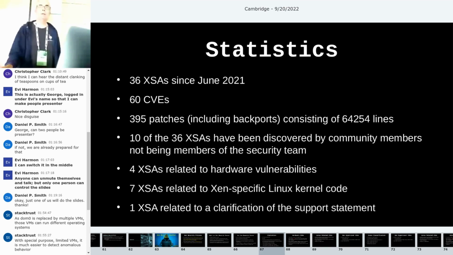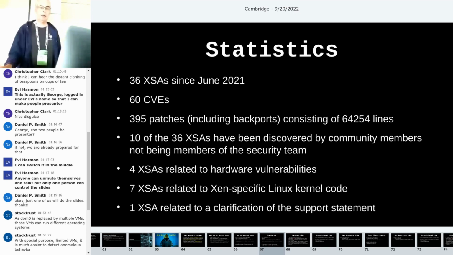4 XSAs have been related to hardware problems, which have been covered quite intensively by the press. So basically, Intel, AMD processors, I'm not sure if there's any ARM related, might be. But there's still, of course, 22 XSAs missing. Those were all discovered by security team members, mostly when working on another XSA, we discovered other vulnerabilities because we were looking closely at the code, which was related to the vulnerability.